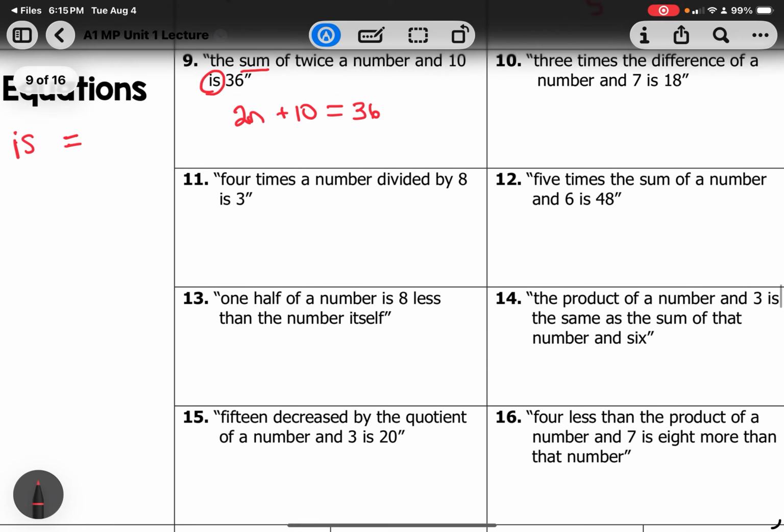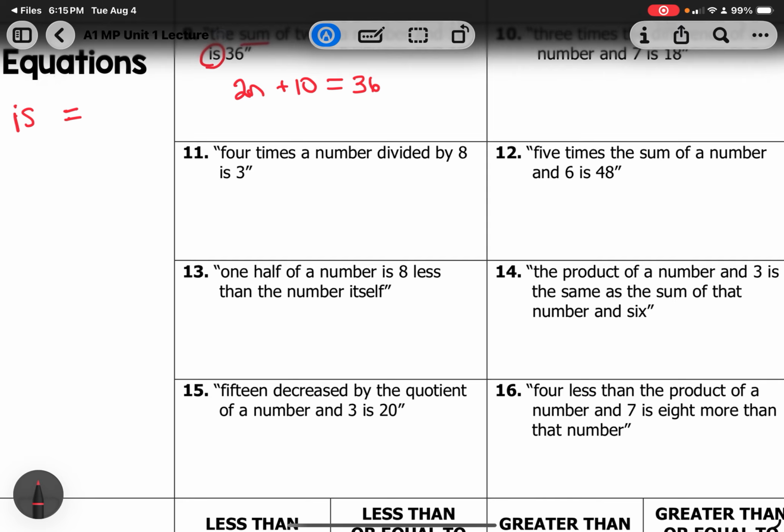Let's just work our way down. Number 11, 4 times a number divided by 8 is 3. So 4 times a number, 4n, divided by 8. Oh, just divided by 8. I didn't have to leave all that space after all. That's it. 4 times a number divided by 8 is 3.